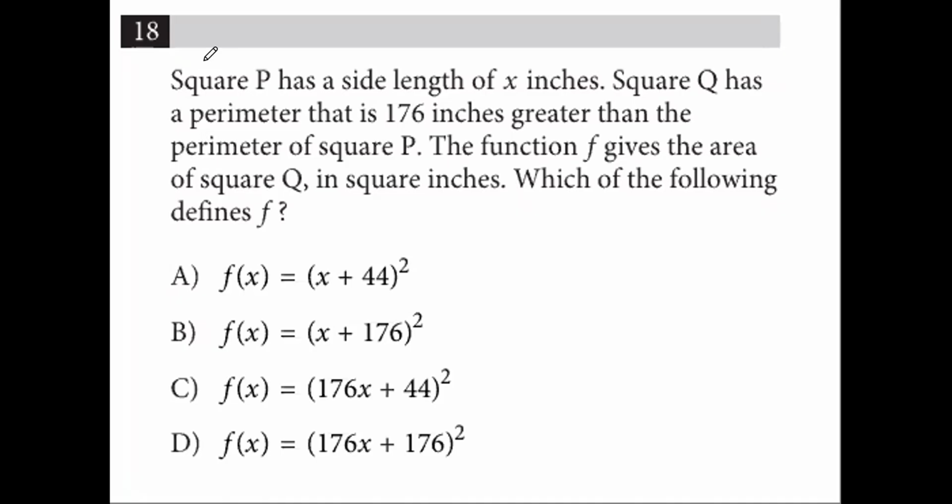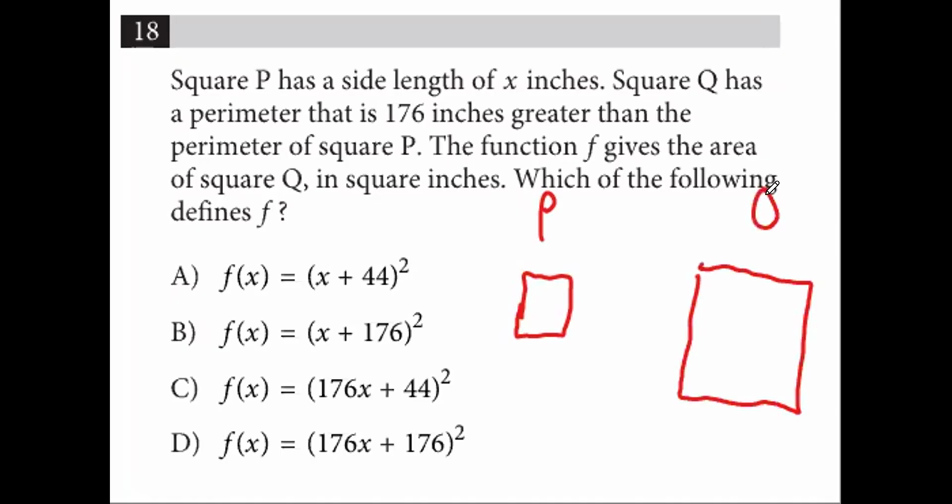Okay, question 18. Got two squares, square P and square Q. One square P and one square that's bigger called Q. Now we know that square Q's perimeter is 176 inches greater than the perimeter of square P. So we know that P has a side length of x. In that case, the perimeter of P is 4x, and for Q, the perimeter is 4x plus 176.